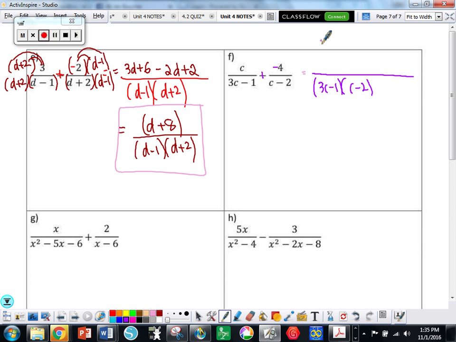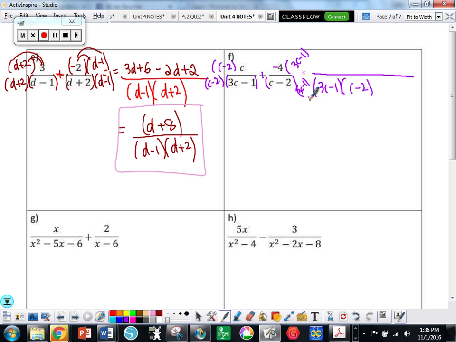Now if I'm looking at this grouping, the first term needs what in order to have this as your common denominator? A c minus 2. So you multiply it to the top and to the bottom. Is there value in writing this step down? Yeah, I would say unless you've been doing this for a while, don't skip this step. You're more likely to make a mistake. This term needs a what? A 3c minus 1. Okay, so now it has a common denominator.